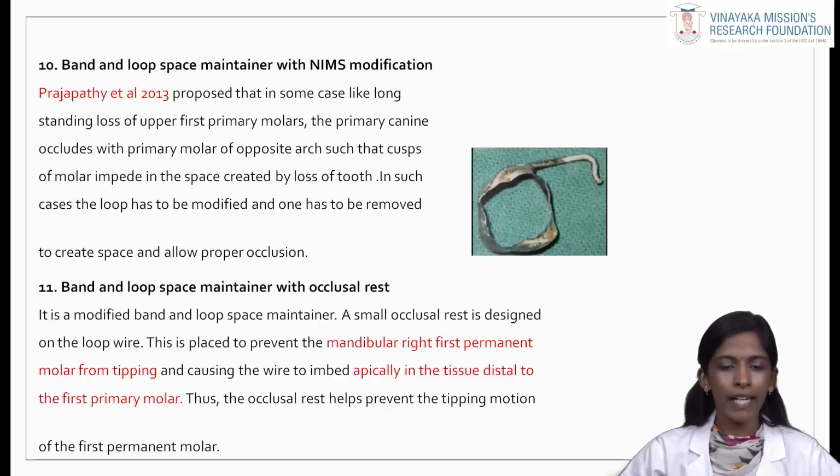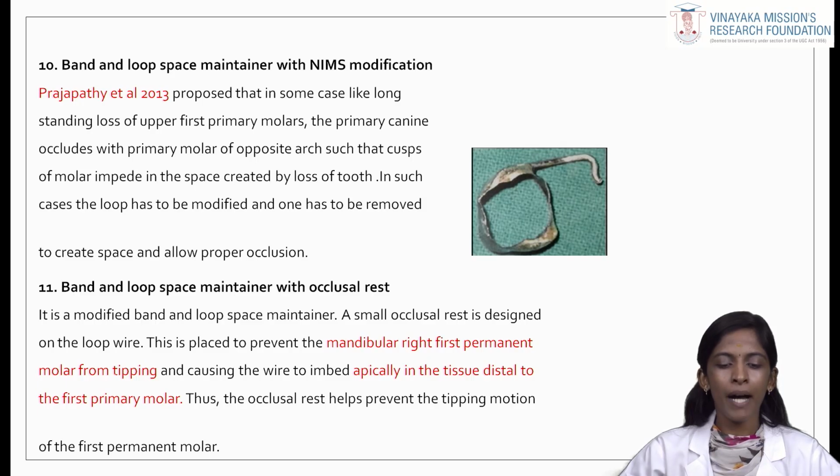Next modification is band and loop space maintainer with NIMS modification. Here, Prajapati et al. in 2013 proposed that in some cases, like long-standing loss of the upper first primary molar, the primary canine occludes with the primary molar of the opposite arch such that cusps of the molar impede in the space created by loss of the tooth. In such cases, the loop has to be modified and one has to be removed to create space and allow proper occlusion. Next modification is band and loop space maintainer with occlusal rest.